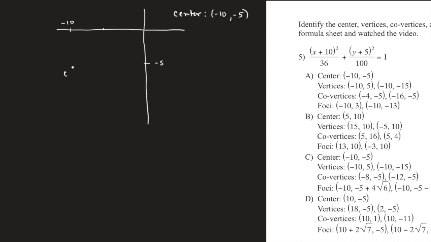Okay, I'm going to go ahead and place down the vertices and the co-vertices, but first I want to write down what a, in this case, a is going to be 10, b is going to be 6. Now, c is the distance from the center to the focus, or the foci, if you're talking about both of them at the same time.